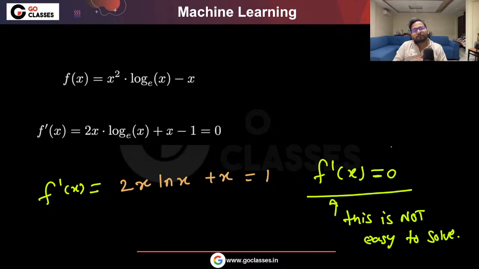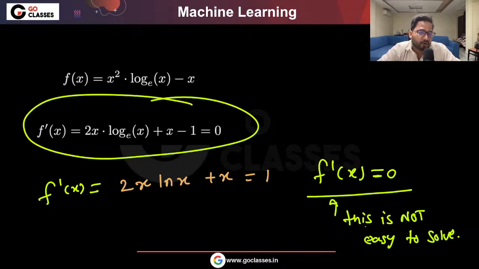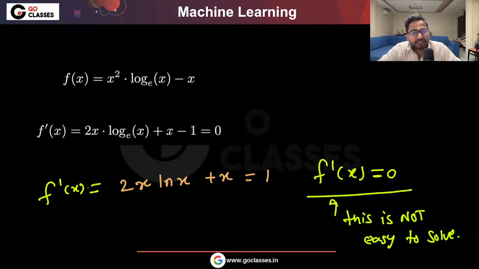Is this clear, everyone? Let me know. So in this case, if this is not easy to solve, then what to do? Basically, in this case we will be applying gradient descent. Gradient descent will help us solve these kinds of problems, and also the problems which are easy to solve. Gradient descent is a general algorithm. It doesn't matter whether f dash x is easy to solve or not. It is applicable anywhere, but we will be applying it mostly where it is not easy to solve.